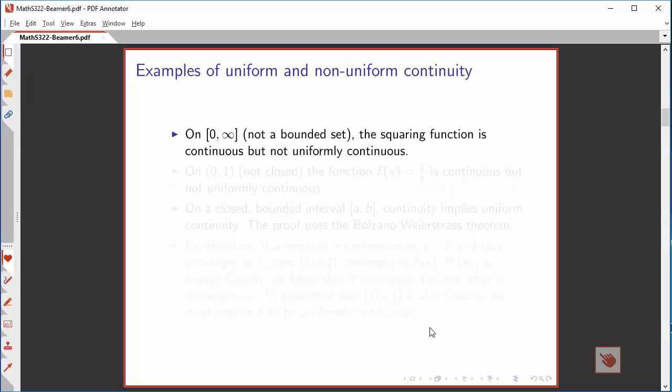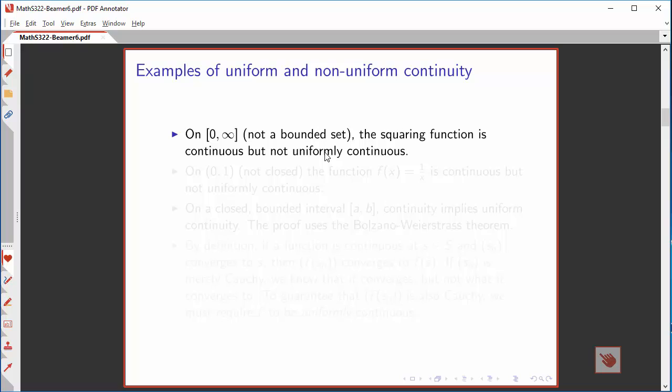First example, let the set be the non-negative real numbers, 0 to infinity. And by the way, this set is both open and closed at its upper end, so it's correct to use either a square bracket or a round bracket here. The squaring function is clearly continuous on this interval. That's not hard to show. The surprise is that it's not uniformly continuous.